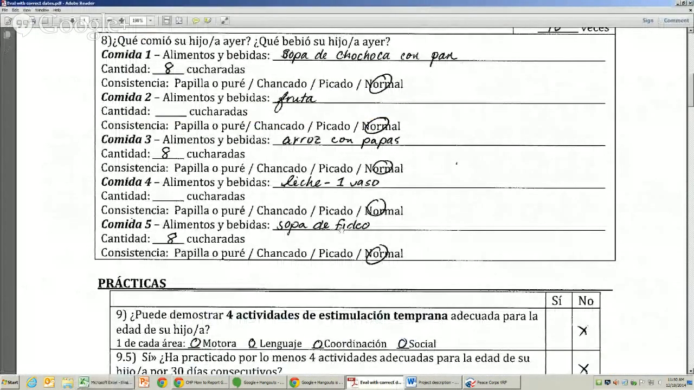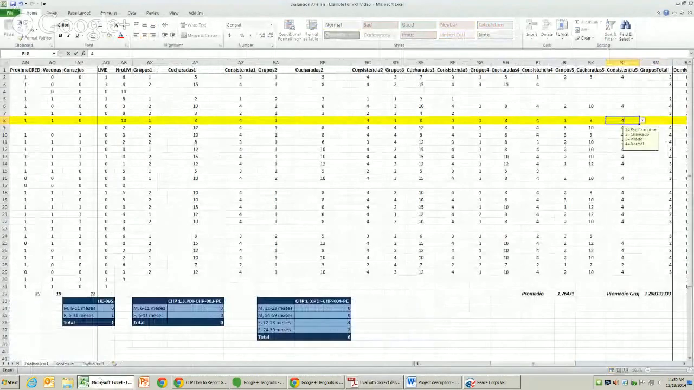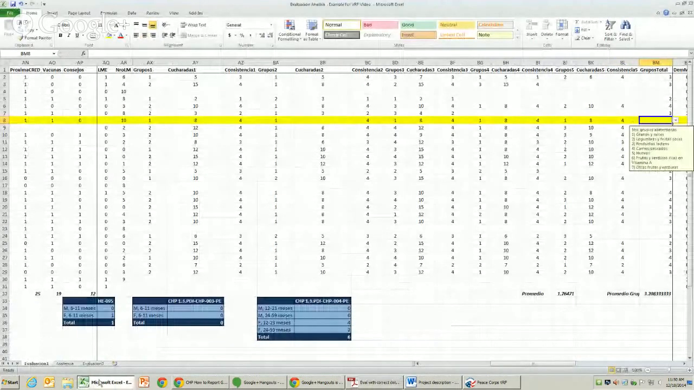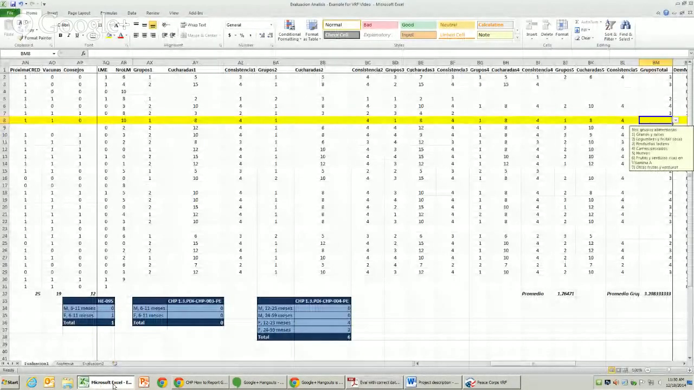The fifth one was sopa de fideos. That's 1 group, 8 cucharadas, and normal again. 1 and 8 and 4. Groups total is the number of groups of 8. So you've got the granos y raíces, otras frutas, and productos lácteos. So we got 3 groups throughout the day.